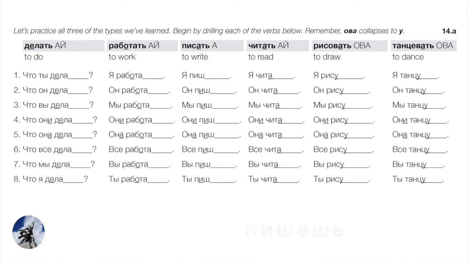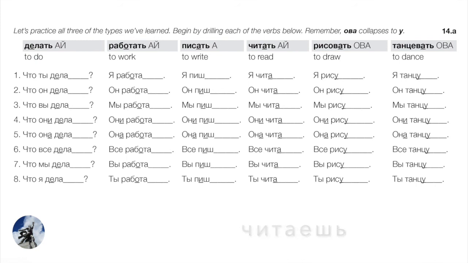Now note all the forms that involve an u: я пишу, они пишут, все пишут. The eight-letter spelling rule is reminding us that we have to write u there. We can't write yu. Okay, let's go to the next column, читать. Now we're back to the I pattern. Я читаю, он читает, мы читаем, они читают, она читает, все читают, вы читаете, ты читаешь.